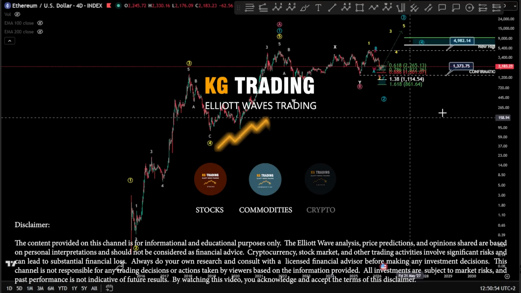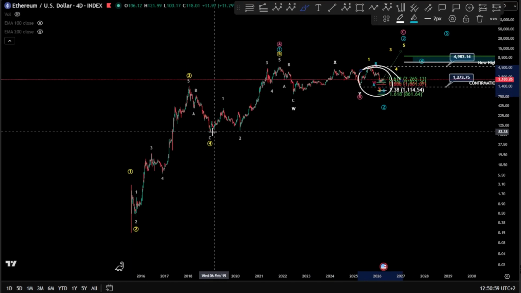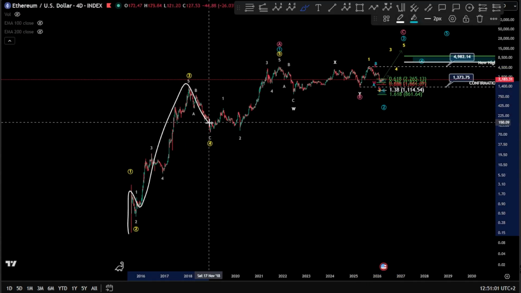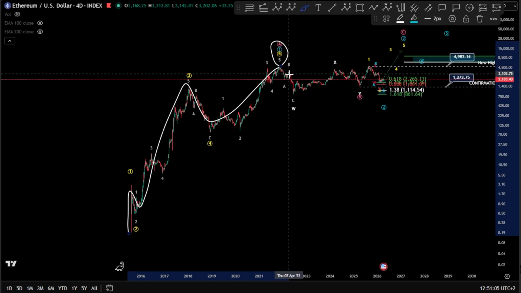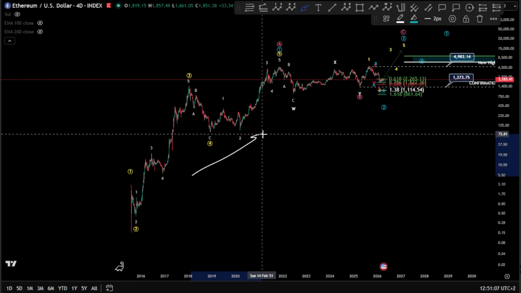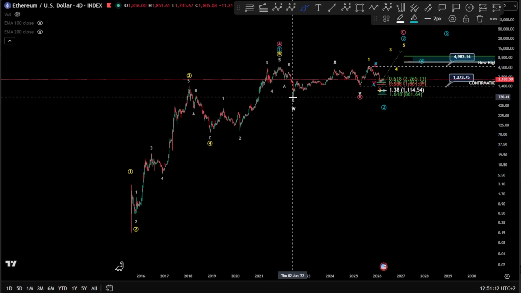Hello everyone, let's dive into the Ethereum price on the all-time history before we dive into the micro level next. So we are in a 1, 2, 3, 4, 5 here, a large impulse as a wave 1 or a wave A for Ethereum, meaning of course the direction of the market is still toward the upside, followed by a three-wave corrective.